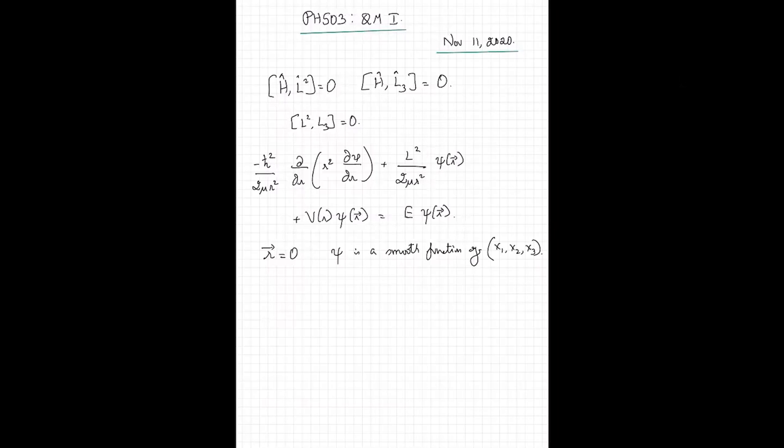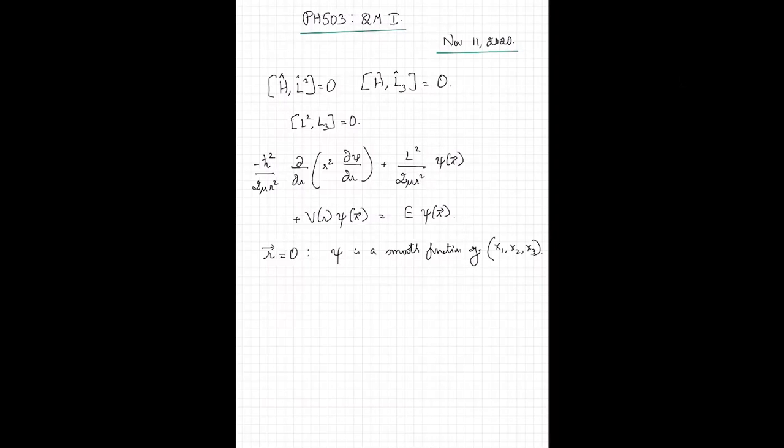Okay, so now since I'm looking at distances that are very, very small, very close to the origin, r equal to 0, if I expand psi as a power series in x1, x2, and x3, I'm really looking at the lowest power that is there in this power series.